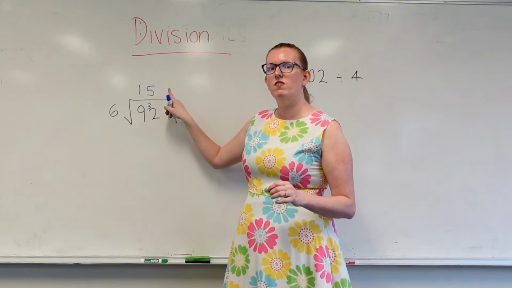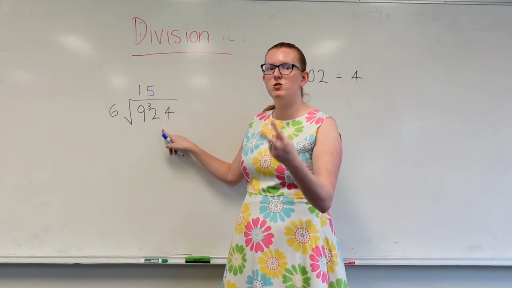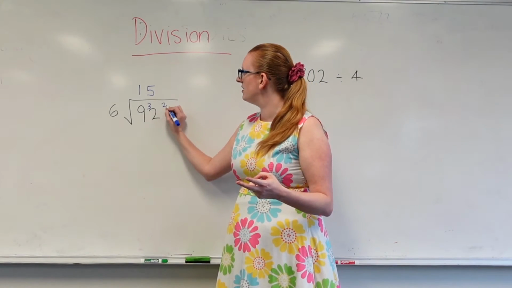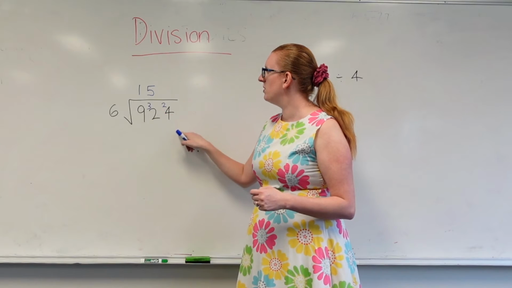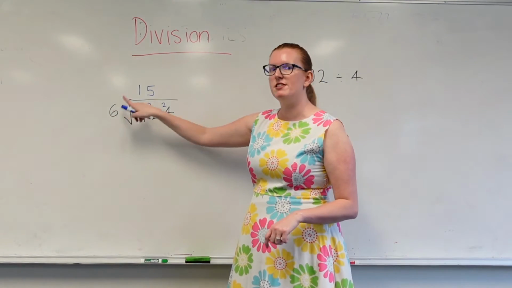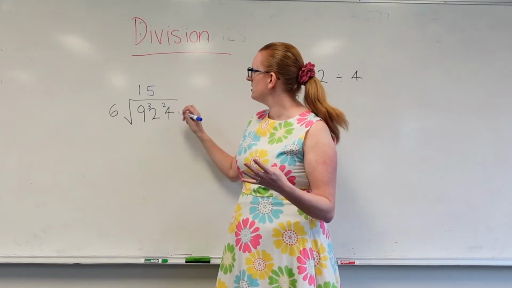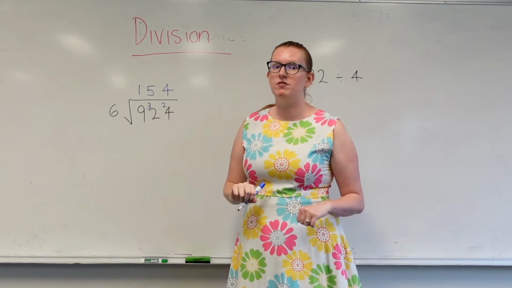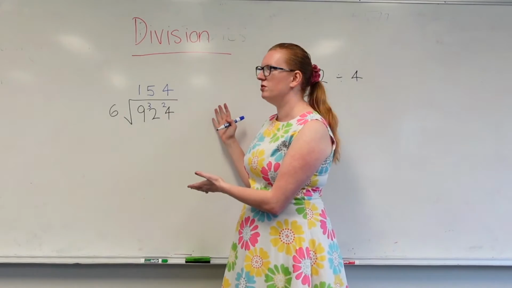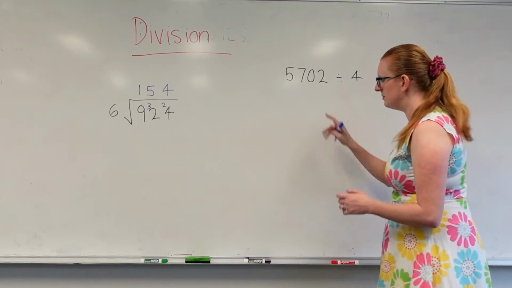So if it goes in 5 times and it's 30, I'm going to have 2 left over, so I'm going to carry that over here. So now this becomes the number 24. So how many 6s go into 24? 6 goes in 4 times with no leftovers, no remainders. Cool. Now let's have a crack at this one over here.